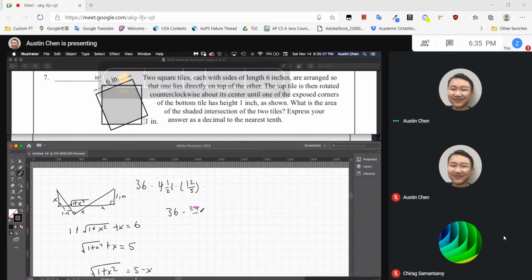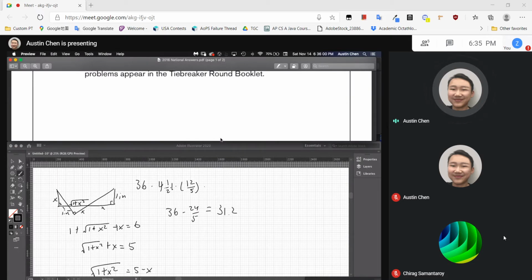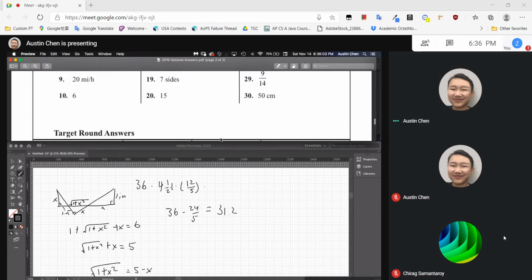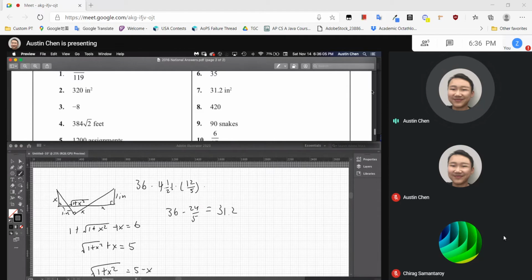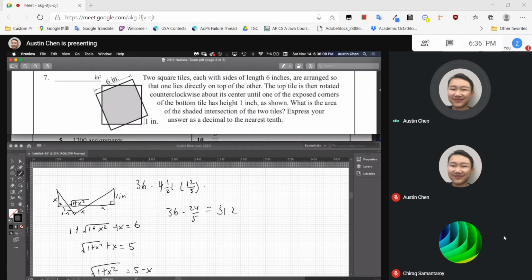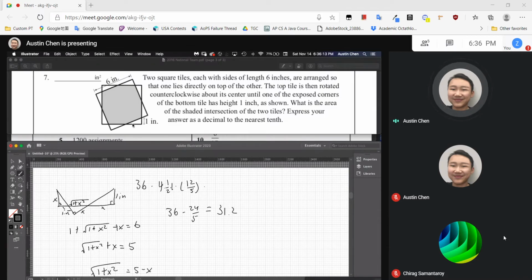24 fifths. And this is pretty easy to solve by hand, but you also have a calculator on the team, so we can just use that. All right, so if you put it into the calculator, you get that this equals 31.2. And then we can look at the answers. Yep, that's our answer, 31.2. Honestly, this problem was pretty easy. Just use the symmetry there.